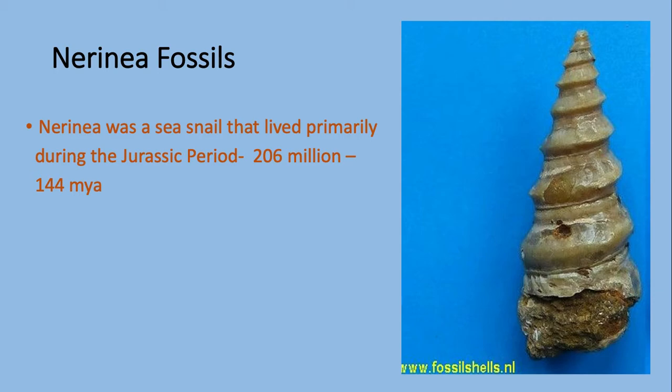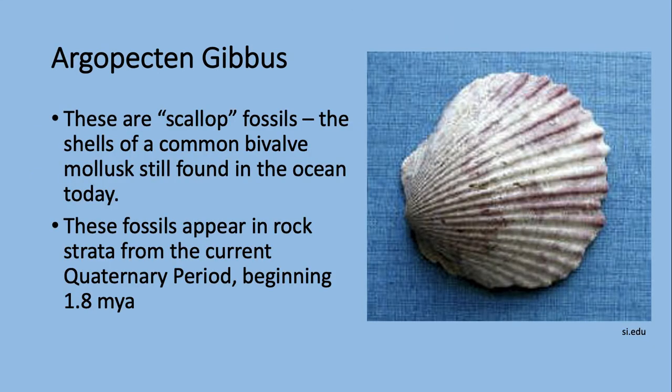Nerinea fossils, this is a sea snail that lived primarily during the Jurassic period, 206 million to 144 million years ago. And then there's Argopecten gibbus. These are scallop fossils, the shells of a common bivalve mollusk that is still found in the ocean today. But these fossils don't appear in the fossil record until the Quaternary period, beginning 1.8 million years ago. So if you find these fossils, you know that the rock is very recent.